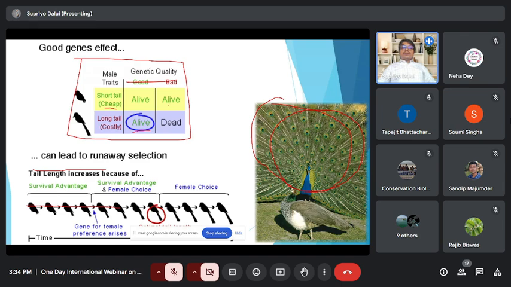But if the genetic quality is bad, they will be dead. So here is a graphical representation of this particular theory. If there is a short tail up to a typical length, then the survival advantage is high for the individuals. Then there is a second bracket where the tail length is increasing, but survival advantage and female choice are also increasing. And after this point, there will be increased tail length and female choice, but no survival advantage.